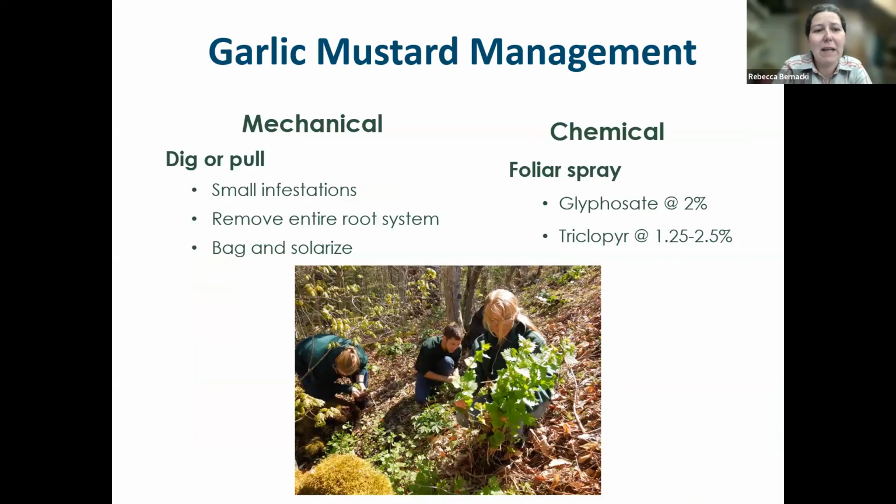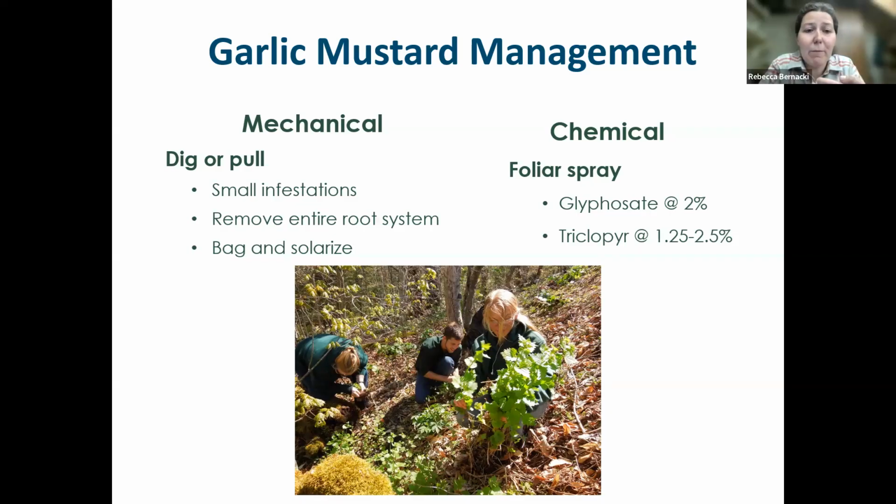So garlic mustard management. Garlic mustard responds really, really well to being hand pulled or dug. I'm sure we've probably all heard of garlic mustard pulls advertised in our area. I've participated in quite a few before I got this job. You're going to pull out the plant, remove the entire root system.